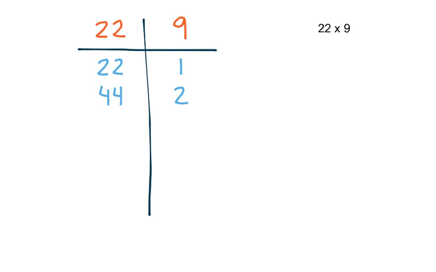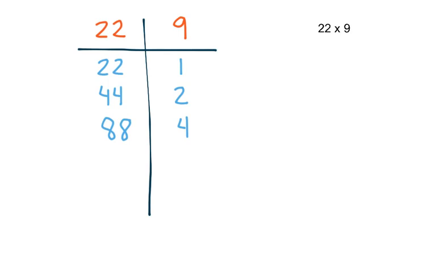Then I think, okay, I'm trying to get to 9 22s altogether. How many do I have so far? I have 1, 2, 3 so far. That's not enough, so I need to keep going. So I'm going to double 44. And when I double 44, I get 88. How many 22s are in 88? Well, there would be 4 22s in 88.